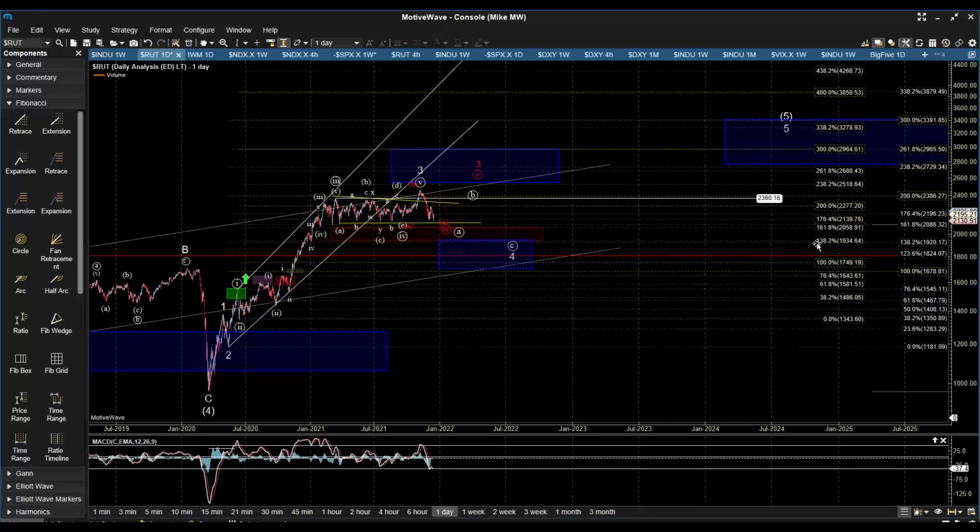Support comes in at 1934 on the low end, 2058 on the high end. If we break below that, then it signals that we may be in a larger wave 4 here, but I don't think it's going to do that. I really think we should see a higher consolidation here for Russell. Okay.